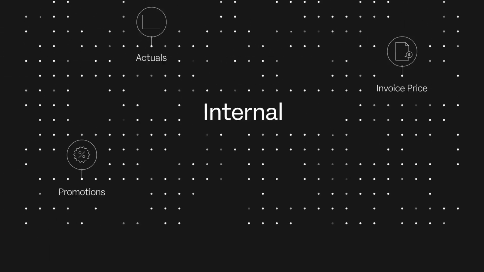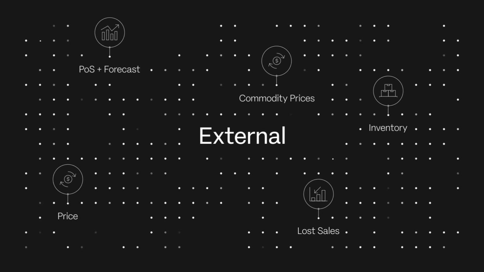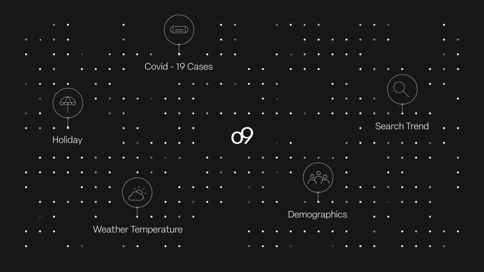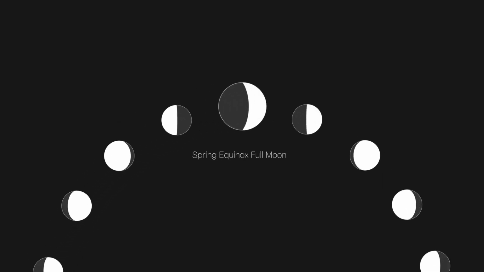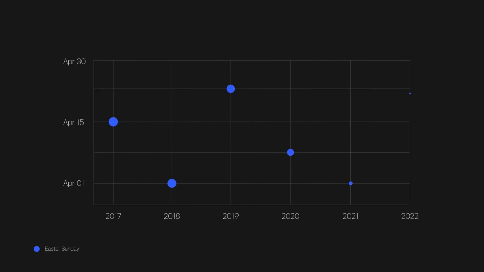Let's look at some examples of O9's intelligent predictions and insight based on internal and external driver data. Firstly, let's look at holidays. Easter is a typical challenge because it moves from one year to the next. Easter falls on the first Sunday after the spring equinox full moon. For example, in 2019, Easter was in week 17, and in 2020, it was week 16.